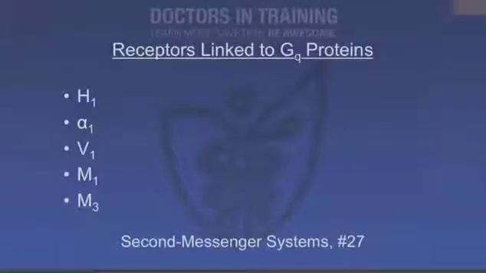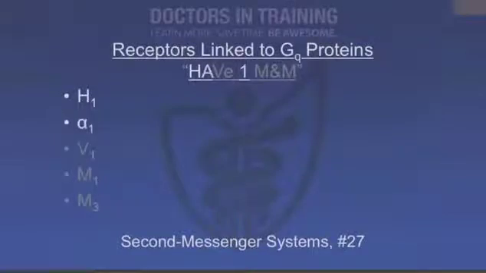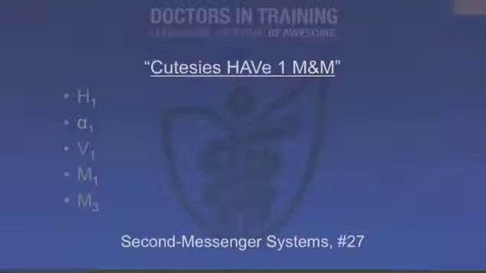The receptors linked to GQ proteins are H1, alpha-1, V1, M1, and M3. So there's a mnemonic, have 1 M and M, which stands for H1, alpha-1, V1, and M1 and M3. And you can remember that cutesies, little kids, have 1 M and M.